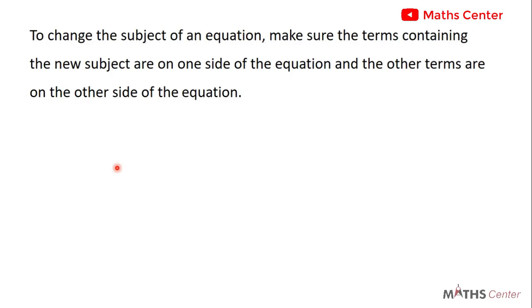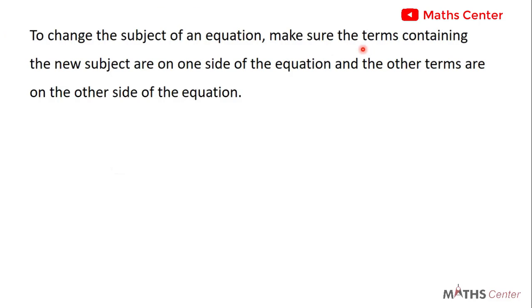To change the subject of an equation, make sure that the terms containing the new subject are on one side of the equation and the other terms are on the other side of the equation. So to change the subject of an equation, you have to make sure that all the terms containing the new subject are on one side and the other terms are on the other side.